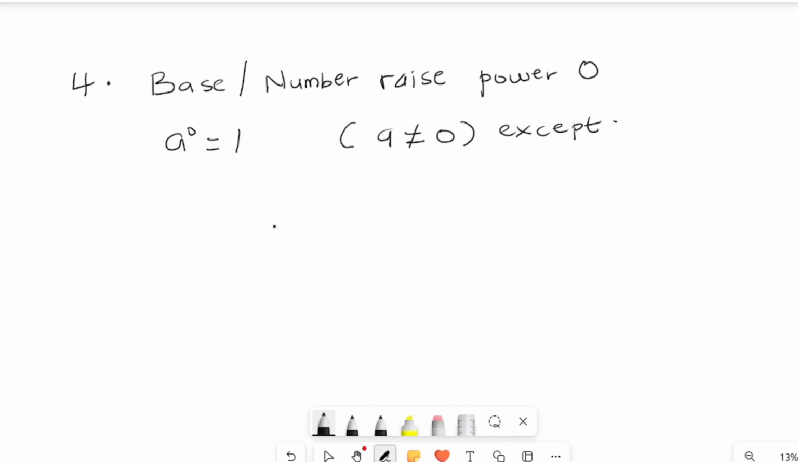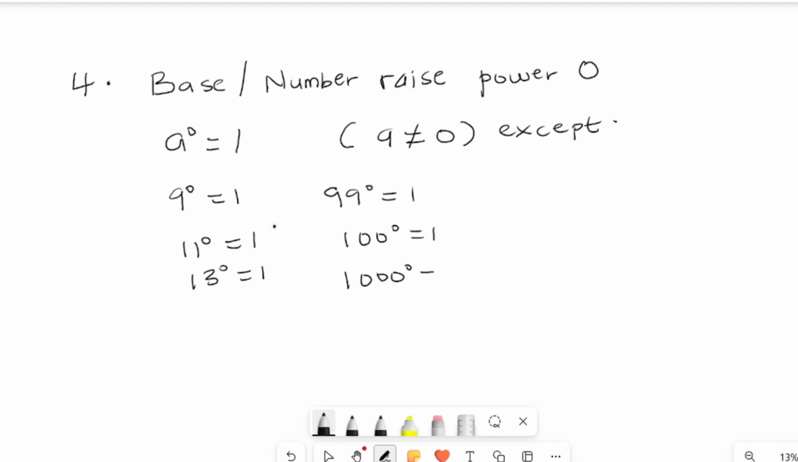So let's take further examples. If we have 9 raised to power 0, we'll have 1. If we have 11 raised to power 0, we have 1. If we have 13 raised to power 0, we have 1. If we have 99 raised to power 0, we have 1. If we have 100 raised to power 0, we have 1. If we have 1000 raised to power 0, we still have 1. So any number or base raised to a power of 0 will give us 1. So let's move to the next law.